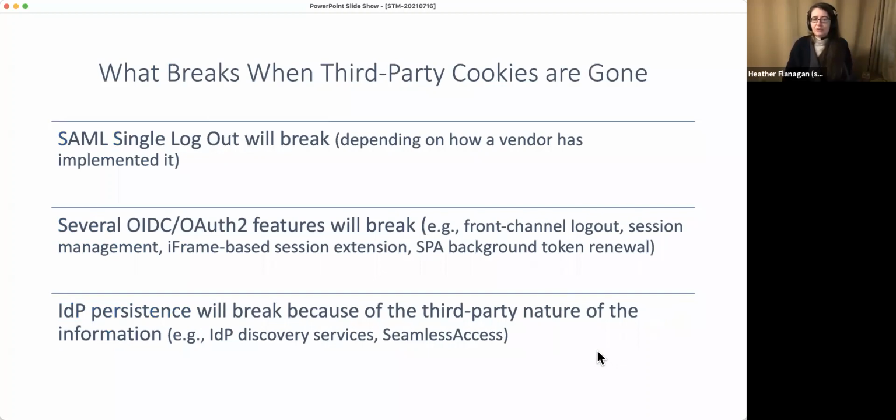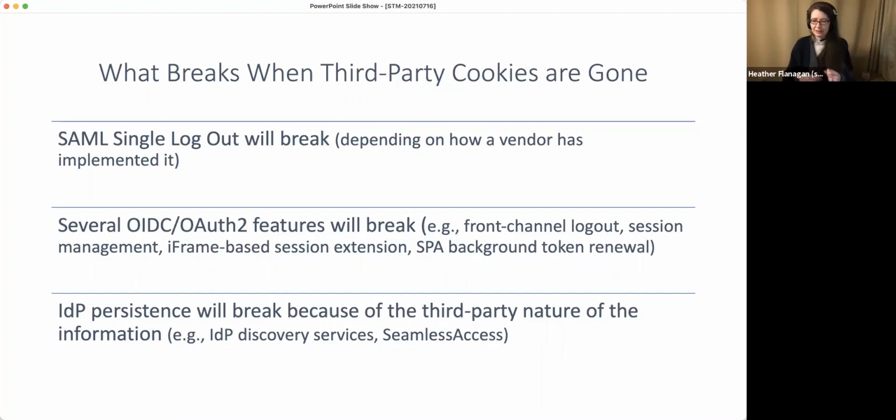So what breaks when third-party cookies are gone? I mentioned this a little bit. SAML single logout will break, potentially. A lot of it may depend on how a vendor has implemented this. Several OpenID Connect or OAuth features, which is what OpenID Connect is based on, will break, including front channel logout, though there's back channel stuff happening as well, session management, iframe-based session extensions. I mean, a lot of the technical components will break.